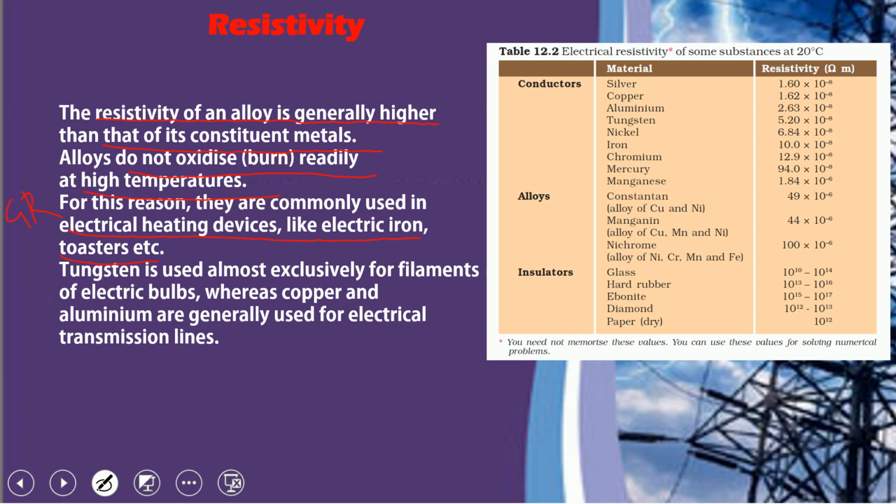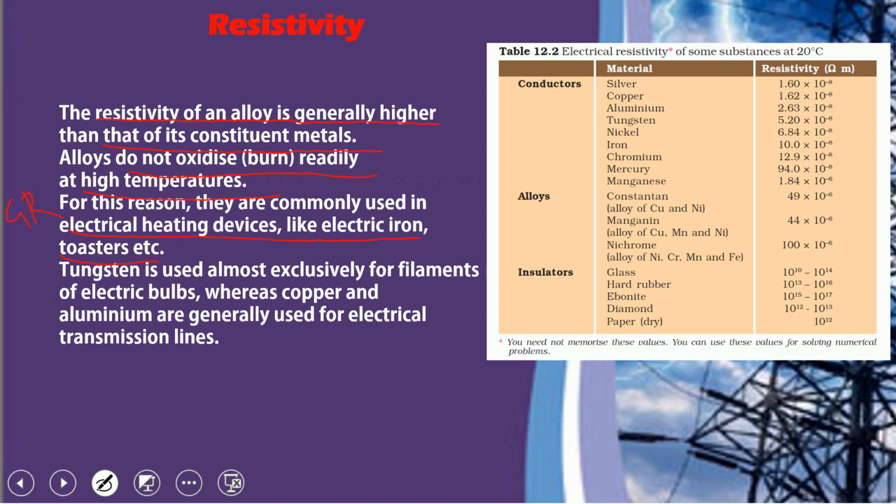So I hope you understand resistivity very well. It is a very important portion of this chapter. Do you understand how to derive the resistivity? Resistance is directly proportional to L. Resistance is inversely proportional to area of cross section. So resistance is directly proportional to L upon A.